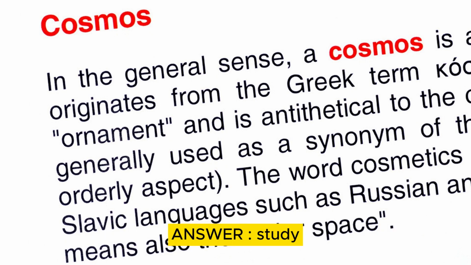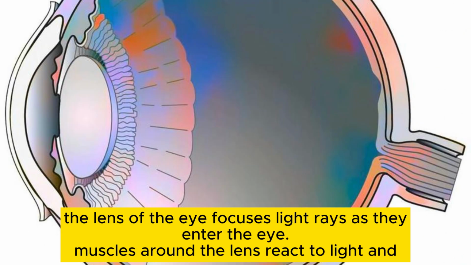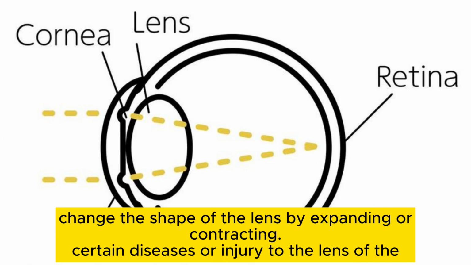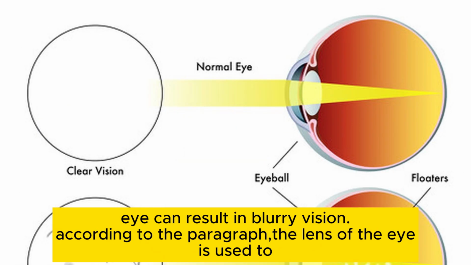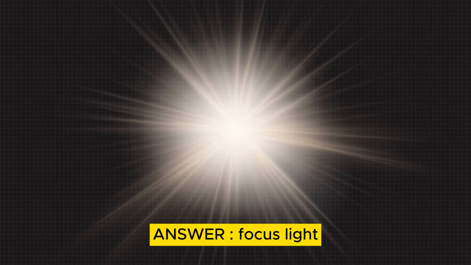Bruise most nearly means. Answer: steady. The lens of the eye focuses light rays as they enter the eye. Muscles around the lens react to light and change the shape of the lens by expanding or contracting. Certain diseases or injury to the lens of the eye can result in blurry vision. According to the paragraph, the lens of the eye is used to. Answer: focus light.